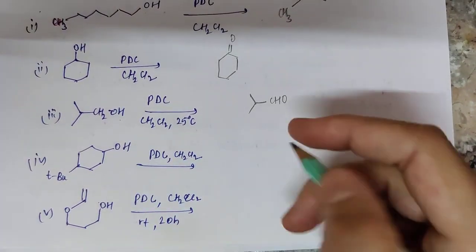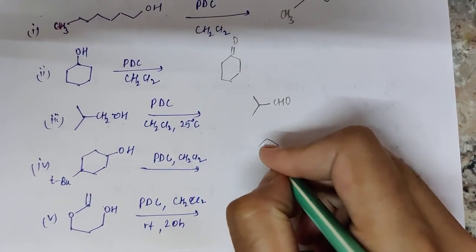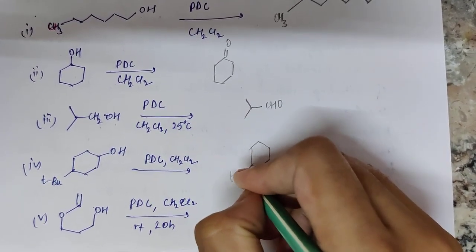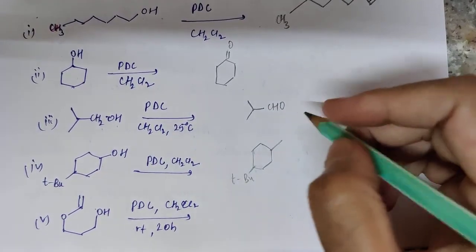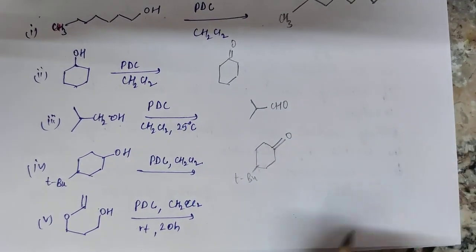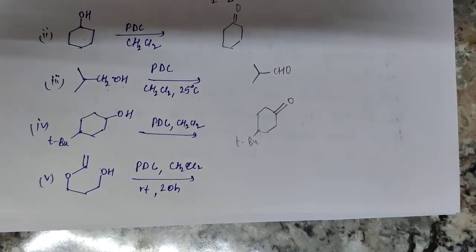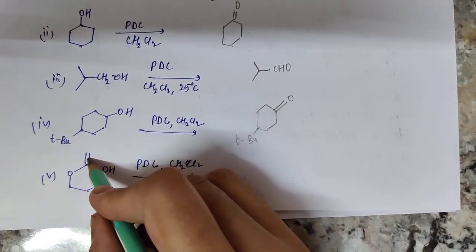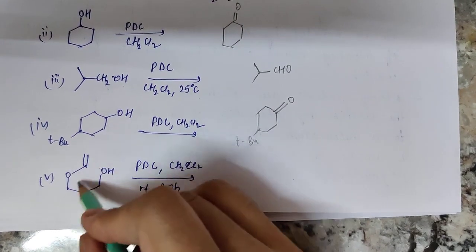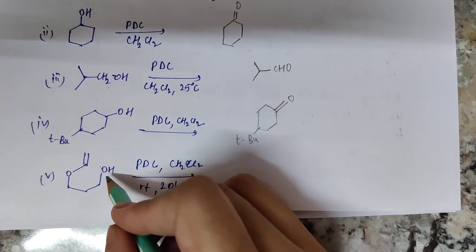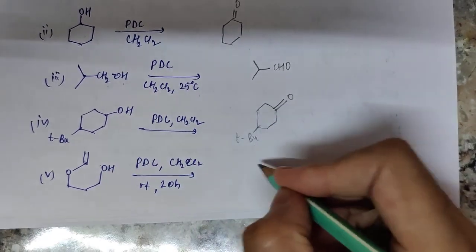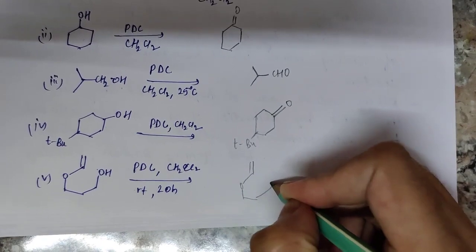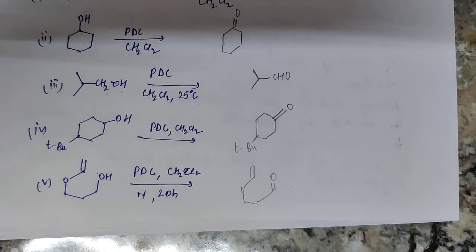Another reaction, secondary alcohol. It doesn't matter that we have a tertiary butyl group on the para position. We again obtain a ketone. Now moving on to this, PDC will not affect the double bond or this oxygen. Only this will be getting oxidized. So the product here is aldehyde again.